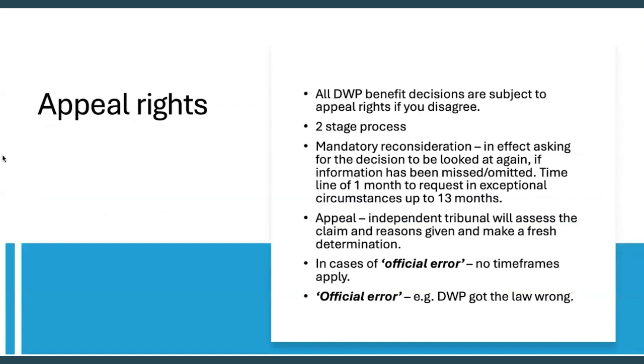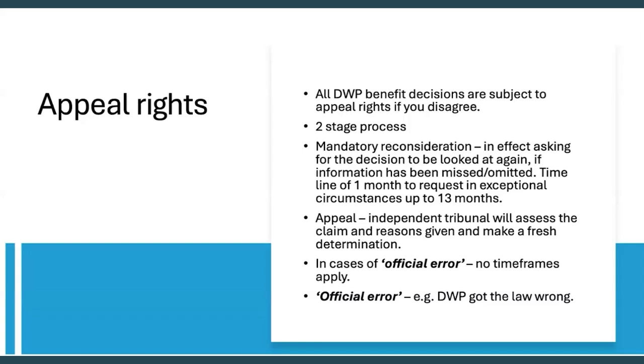So I thought we'd touch briefly on appeal rights and how to go about doing that. In terms of appeal rights, all DWP benefit decisions are subject to appeal rights if you disagree with them. There is a two-stage process to this. The first stage would be to ask for a mandatory reconsideration. This is in effect asking the decision maker to look at the decision again if you think that anything has been missed or omitted from the claim. There's normally a timeline of 1 month to request this, but it can be requested up to 13 months from the date of the original decision.